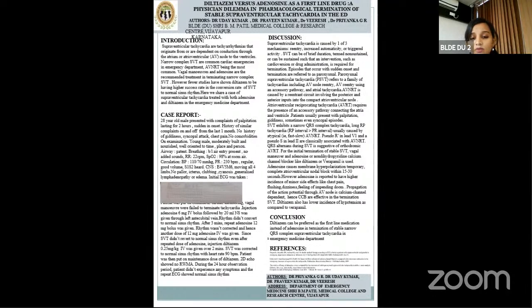So diltiazem was successful in reverting it to normal sinus rhythm. Also, the mechanism of action of calcium channel blocking is efficient, as the AV node action potential majorly depends upon calcium activity during its depolarization. Hence these calcium channel blockers are effective in termination of SVT.